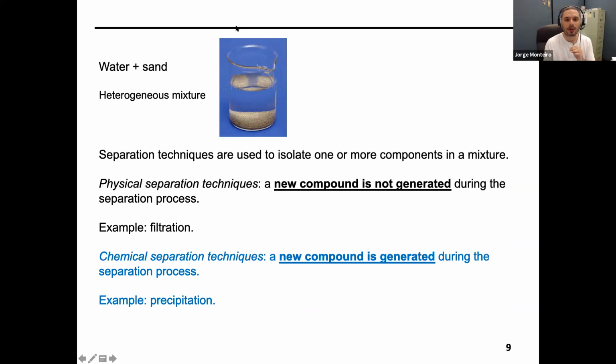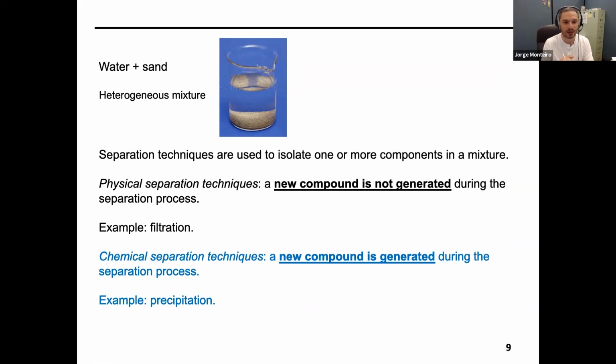Now let's talk a little bit about separation techniques. Separation techniques are used to isolate one or more components in a mixture, okay? So there is no point to use a separation technique if you don't have a mixture. And again, two types of separation techniques, physical and chemical.